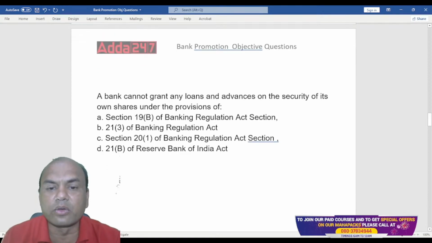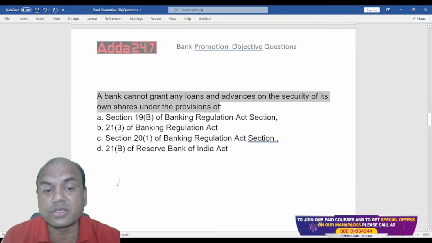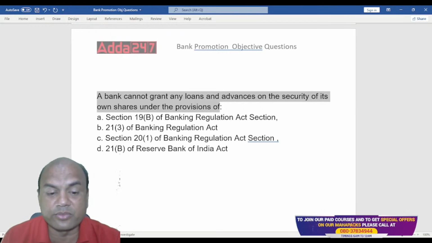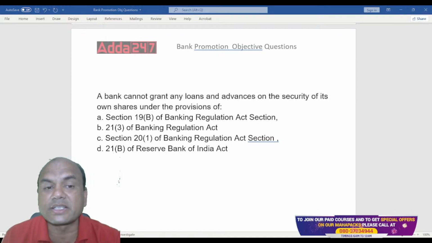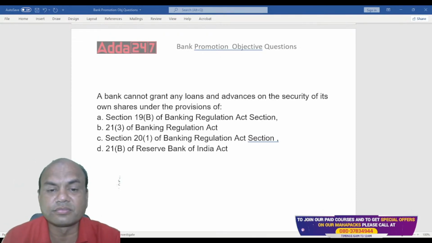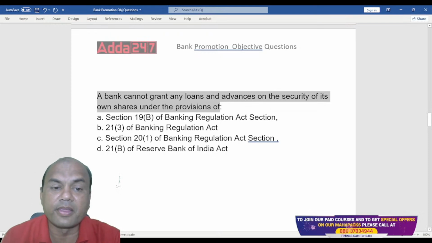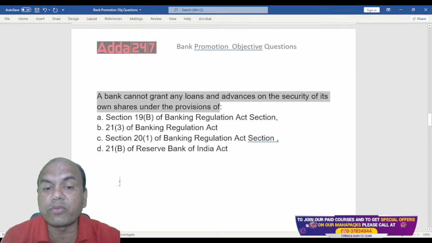A bank cannot grant loans and advances on the security of its own shares under the provisions of. So what is this? This is a typical question. Under which section? Now this section is important. Which is this section? Section 19B of Banking Regulation Act, 21(3) of BR Act, section 21 of BR Act, or 21B of RBI Act. What is the correct section?